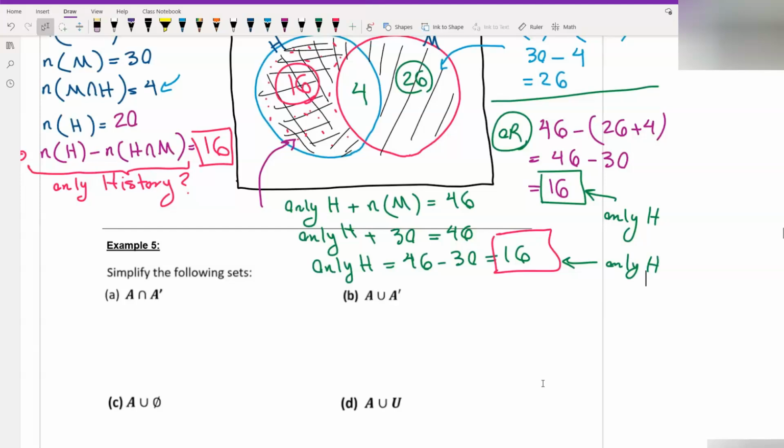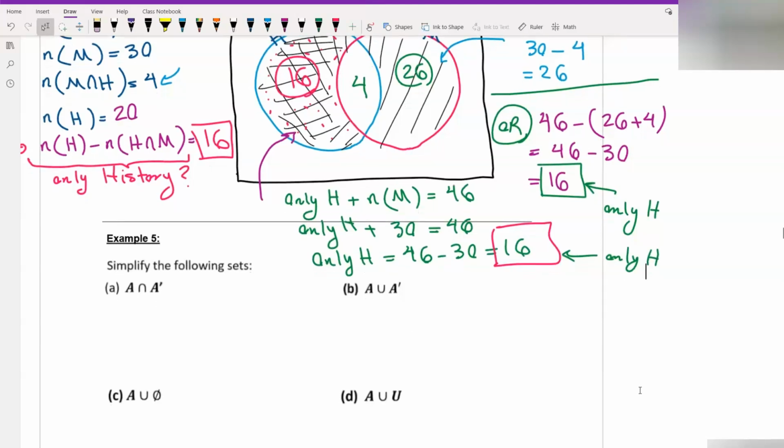Now, next part is asking us to simplify the following sets. If you had something like this, you don't need to draw it. If it's not asking you to draw a Venn diagram, you don't need to. You only need to write what the answer is. It's A intersection complement of A. As we have A and we have complement of A, and complement of A means universal set minus A. So we have nothing, it is empty set. But A union complement of A, that part is universal set.